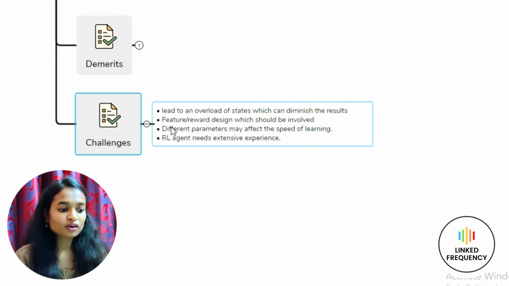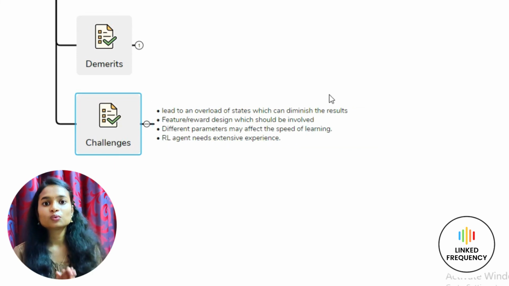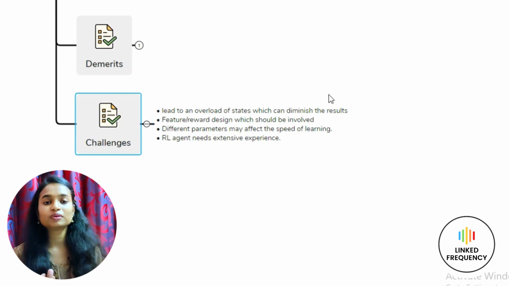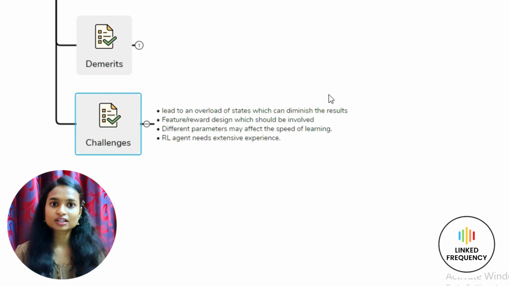Second would be that reward design should be involved in this process. Here, after the action is taken, the agent would be waiting for the response or the reward. It would be waiting for the reward to be collected. Based on the reward, it will judge whether it has to approach in the same format or avoid that format. So this becomes a mandatory point whenever you are using this approach.